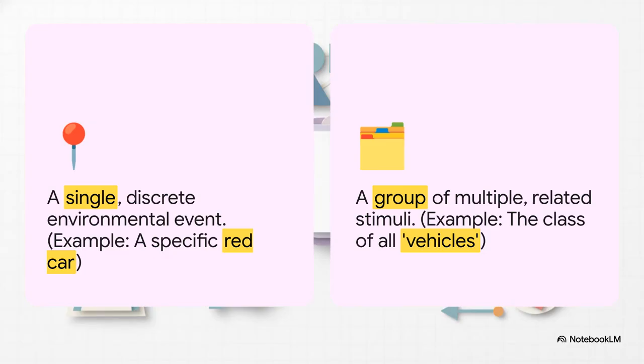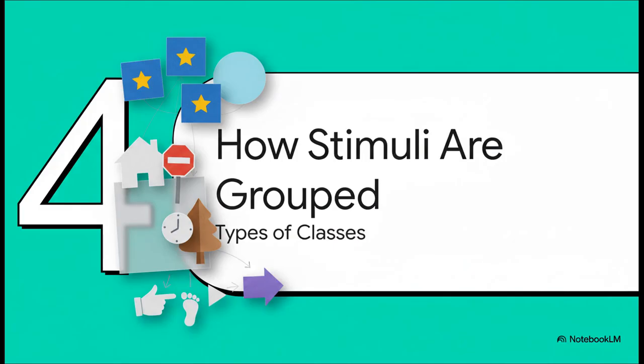So, to really boil it down, a stimulus is the single instance, one specific car. A stimulus class is the entire category it belongs to, the whole group of things we call vehicles. It's kind of like the difference between a single point of data and the entire data set it belongs to. Now, these groupings aren't just random. In behavior analysis, there are actually three distinct ways that individual stimuli can be organized to form a class, and it's all based on what they have in common.